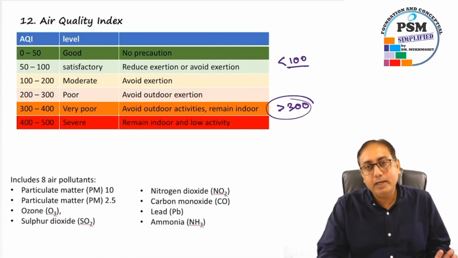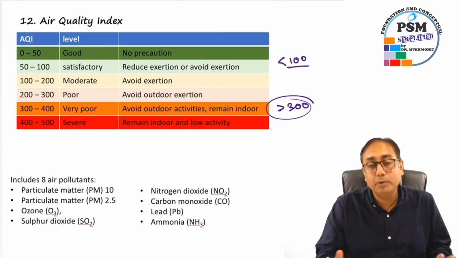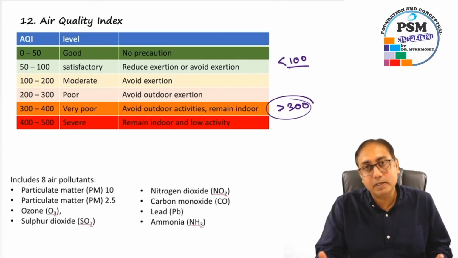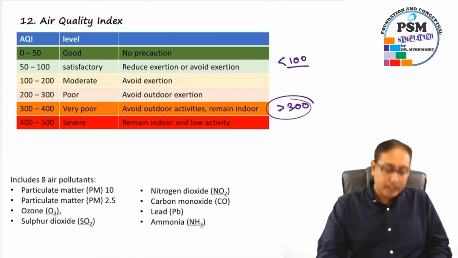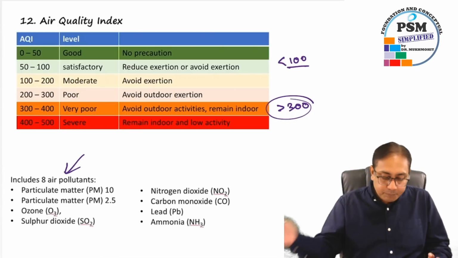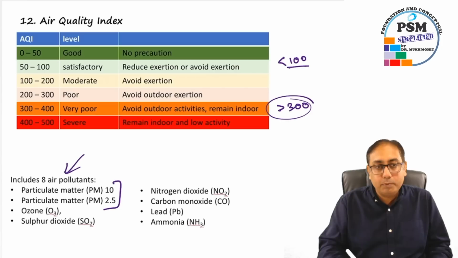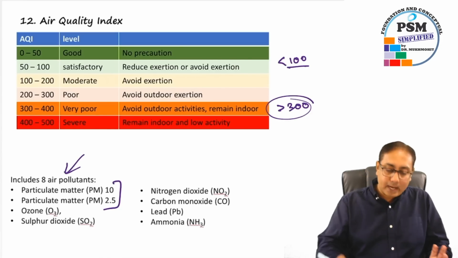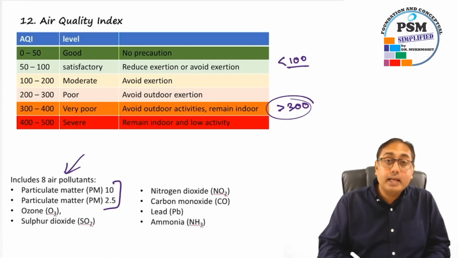Please note that the air quality index is under the Central Pollution Control Board by the Ministry of Environment, Forest and Climate Change, and it includes 8 air pollutants. Which are the 8 air pollutants? That is particulate matter 10, particulate matter 2.5, ozone, sulfur dioxide, nitrogen dioxide, carbon monoxide, lead, and ammonia gases.